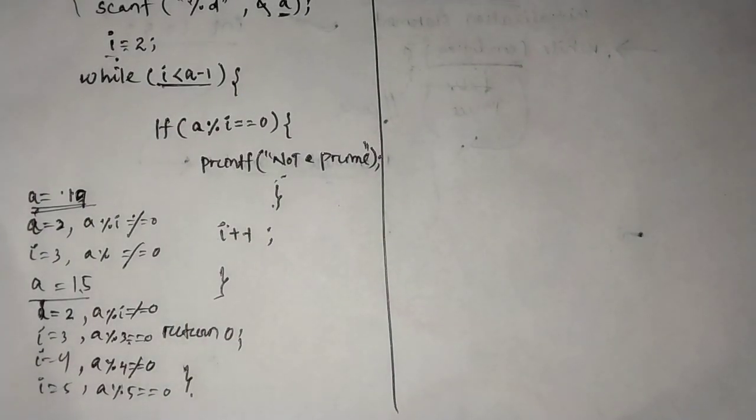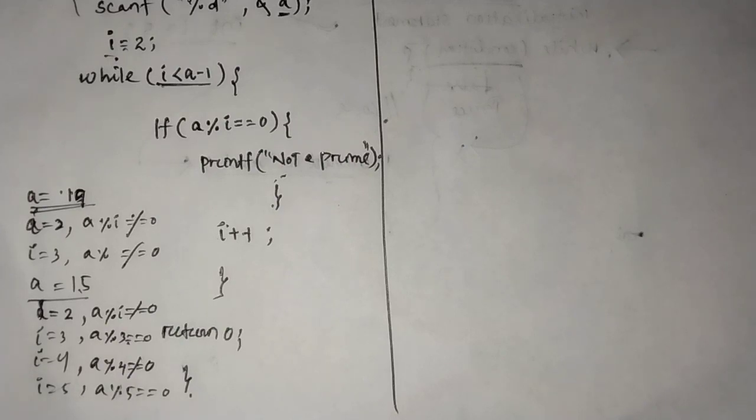But why should we check the whole range? If we encounter one number that tells us it is not a prime number, why waste our time? So for this we use a keyword, that is break. That is the break statement. On the next page I am going to show you the break statement.